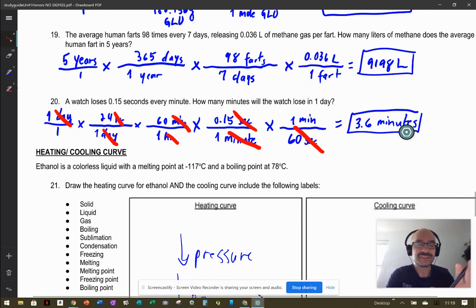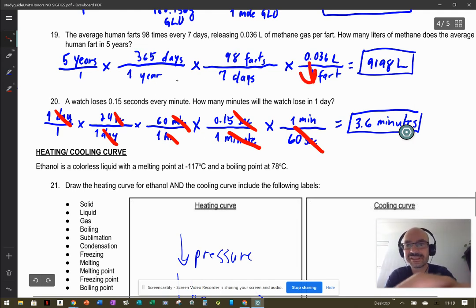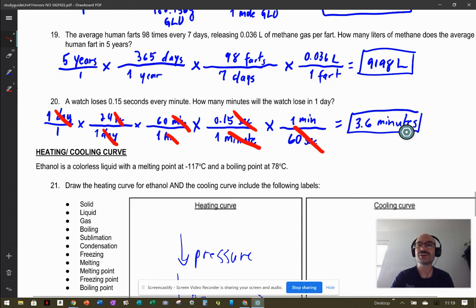An easy way to check your work once you've got this set up: are these equal to each other? I will say yes, because that's the information we got in the problem. Now, do the units cancel out? Years cancels out, days cancels out, farts cancels out, and we're left with liters. So yes, this is a correct setup. And it's nice to write it out this way because you can visually inspect your work and see if you did something weird.